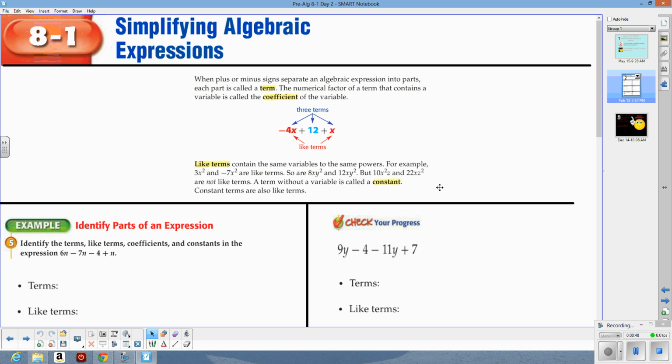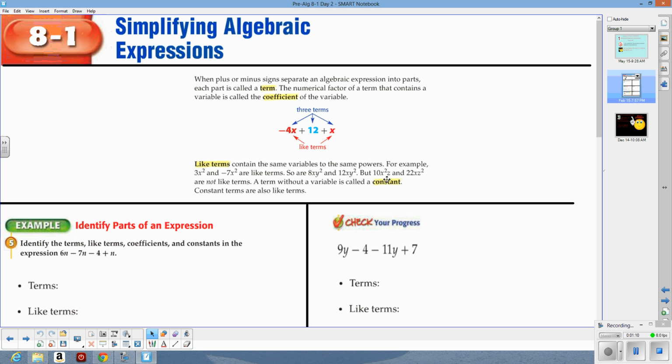Like terms are terms that contain the exact same variables to the same powers. For example, 3x squared and negative 7x squared are like terms because they both are x squareds. 8xy squared and 12xy squared are also like terms because they have the exact same variable part.